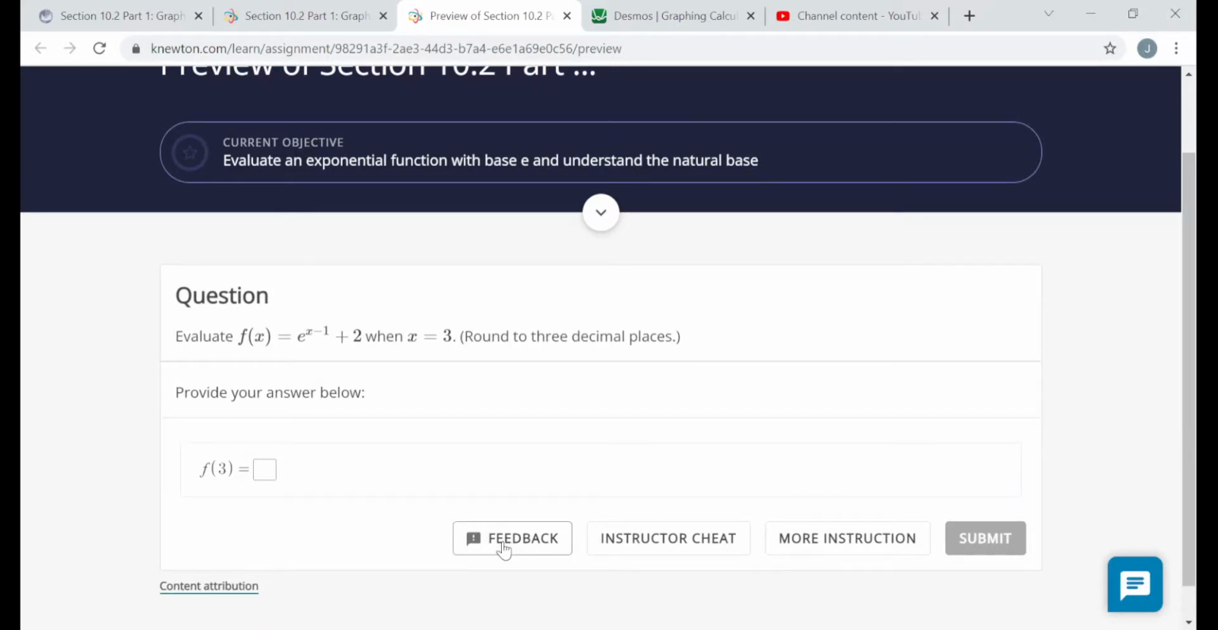And at the bottom of every question, there should be a feedback button, which you can use to send feedback to Knewton. You will not see the instructor cheat button, right? That will not be there. But you will see a more instruction button. You can click on this and see further reading material, maybe some videos related to the objective at hand, and hopefully those help.